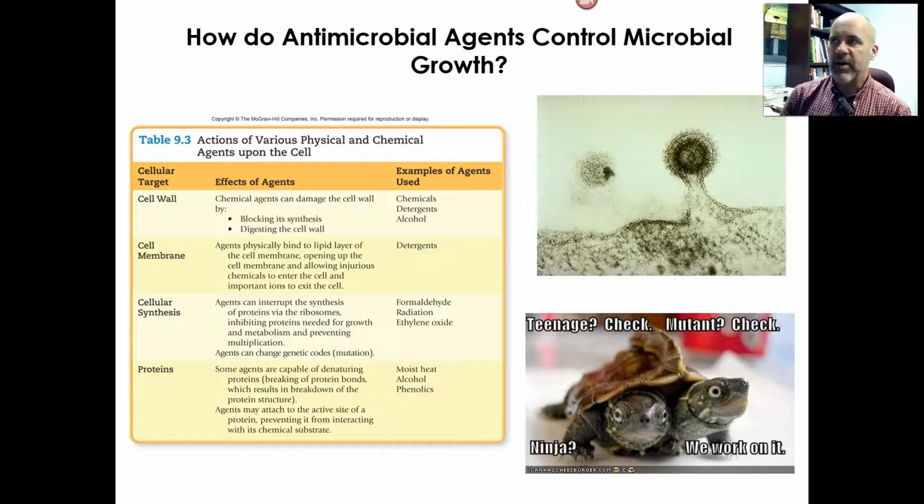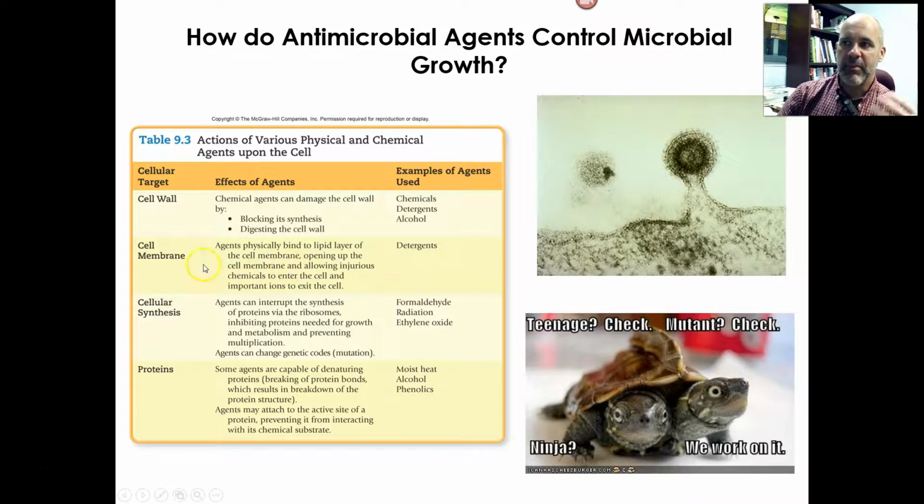All right, so how do different antimicrobial agents, either physical or chemical, control microbial growth? You want to check out this table from your textbook, because it shows the typical cellular targets. It could be the cell wall, the cell membrane, some aspect of metabolism, or synthesis that goes on inside the cells. Proteins are very often the targets, because proteins are your chemical workhorses. If a cell's proteins get denatured and are not working, the cell is going to die.